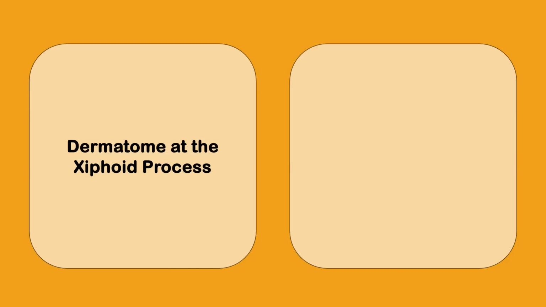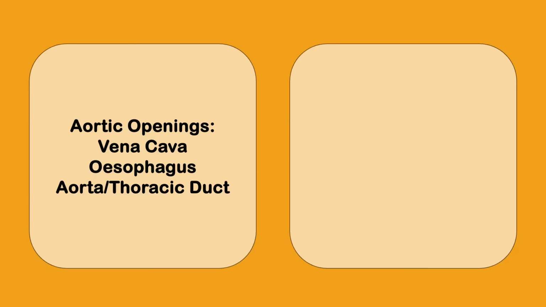Dermatome at the xiphoid process, it is your T6. Aortic openings: vena cava, esophagus and aorta with thoracic duct. Remember Voice of America: vena cava, esophagus, aorta, thoracic duct. That would be your T8, T10, T12.